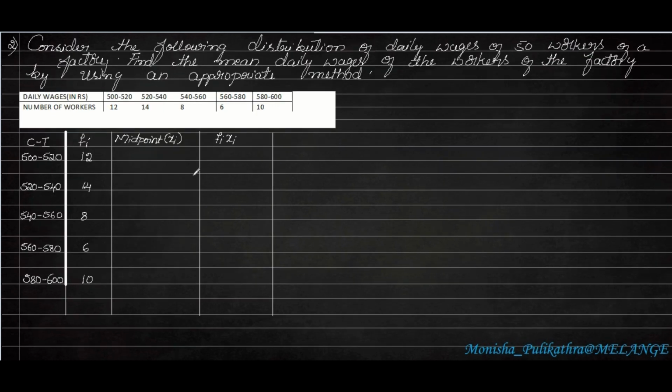Moving on to the second question of this session. Here the question is the same as the previous one. Class interval and frequency will be given. Consider the following distribution of daily wages of 50 workers of a factory. Find the average, that is the mean daily wages of a worker of the factory, by using the appropriate method. So the daily wages vary from 500 to 600 among the workers. Here we need to find the average amount the workers get on a daily basis.